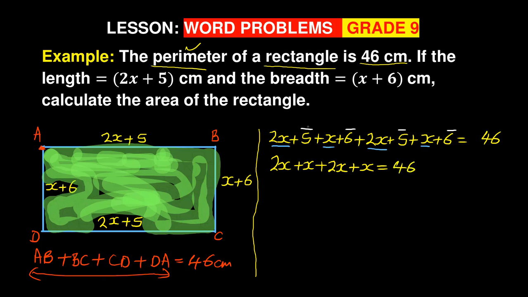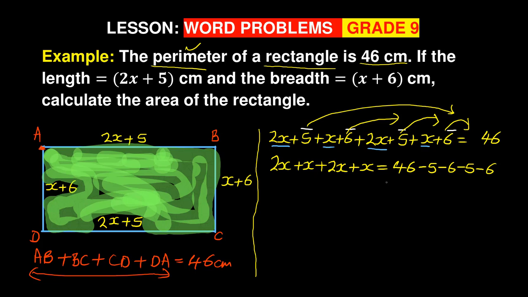Now 5 will jump to change from positive to negative. 6 will also do the same. The 5 here will do the same, and the 6 will also do the same. Remember, when they jump the equal sign, they change the sign. So it will be 46 minus 5 minus 6 minus 5 minus 6. Or if you wanted to add them before they jump, it's also fine. You could have added 5 plus 6 plus 5 plus 6 before they jump. It can then be one number that is jumping. Whatever way, it is still fine.